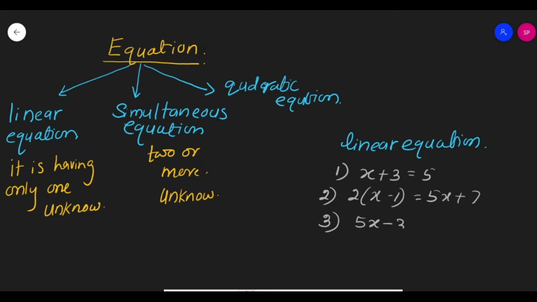5x minus 3 equal 7x plus 4. So another one, you can use any unknown. 3m minus 4 into m plus 6 equals 0. Like that, these types of equation we are calling linear equation. When you are learning the linear equation, we have to know something before that. So you can see here equations having equals mark.